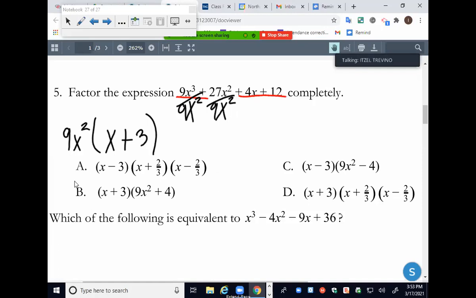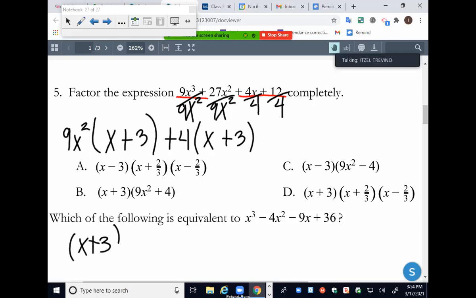Now in my second group, I have 4x plus 12. What's the greatest common factor? 4. So we have 4. 4 divided by 4 is 1, so 1x. 12 divided by 4 is 3. So the greatest common factor between the groups is x plus 3. I know it's not the same problem, but I don't have a lot of space. And then we write whatever's left. It's B.